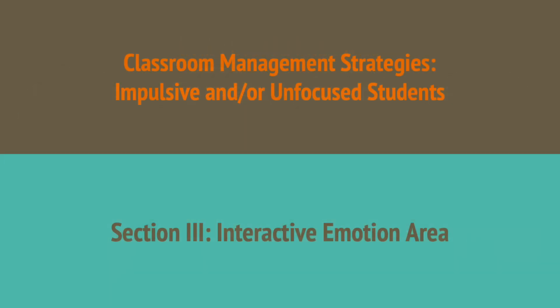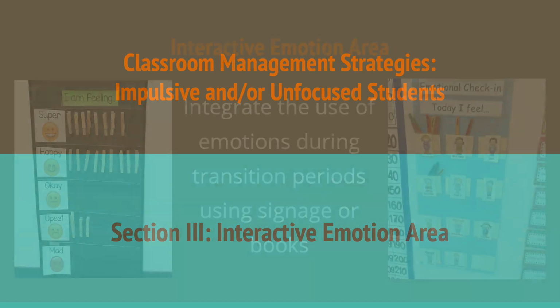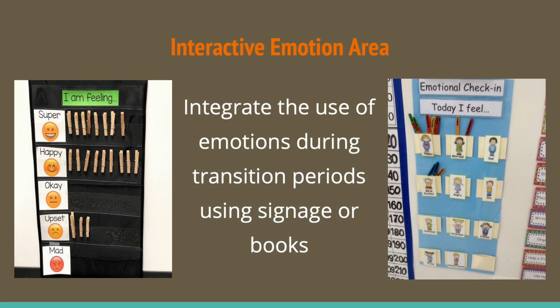Our third strategy in this unit is an interactive emotion area. An interactive emotion area is used by integrating the use of the student's emotions during transition periods using signage or books in your classroom. This activity could be called an emotional check-in time or a feelings check. This activity allows a student to explain how they are feeling that day, and it provides you with the insight to meet the student where they are at.